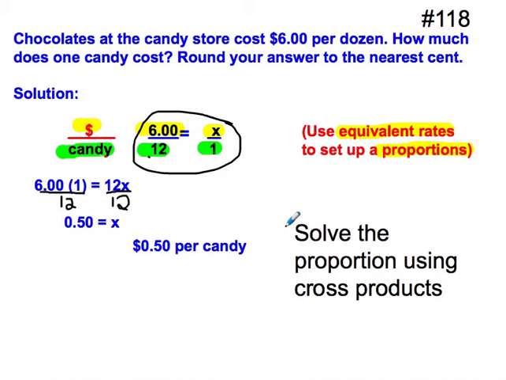You cross multiply using cross products. You get 6 times 1 equals 12x. If you divide by 12 on both sides, you get x equals 0.5, or 50 cents per candy. And you always want to go back to make sure you answered the question. How much does one candy cost? 50 cents per candy, and you want to label it correctly.